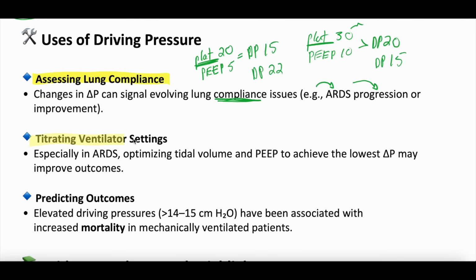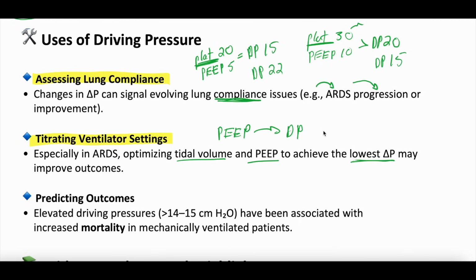You can also use it to titrate ventilator settings, and I think that's what a lot of us do now, especially in ARDS. You could try to find an optimal tidal volume and PEEP to achieve the lowest driving pressure. And that's kind of what we were talking about, right? You can do PEEP titrations while checking driving pressure intermittently to see if their alveoli are optimally distended. And there's fancy things like stress index, which can help you understand this.